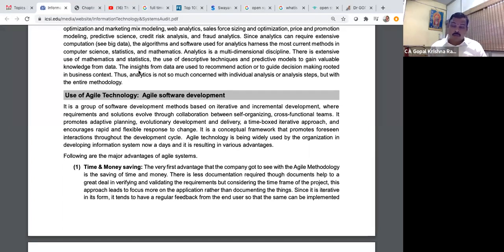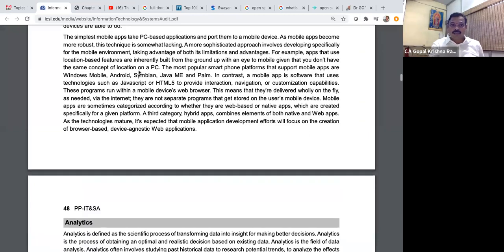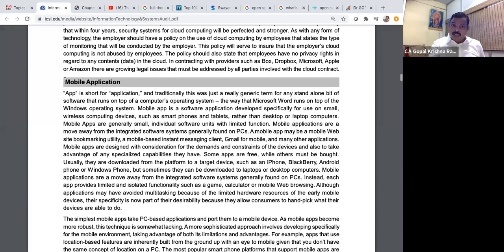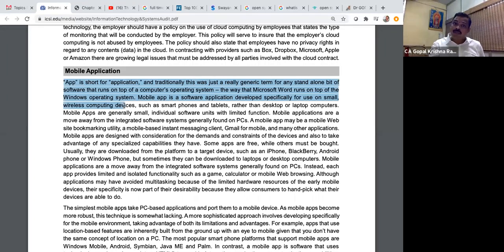Now, what do you mean by agility? Agility means to be awake. That is the English meaning of it. Now, a customer will come and say, develop a software. This kind of model we use for mobile applications. For mobile apps only we use agile technology. Now, why do we use this for mobile apps?